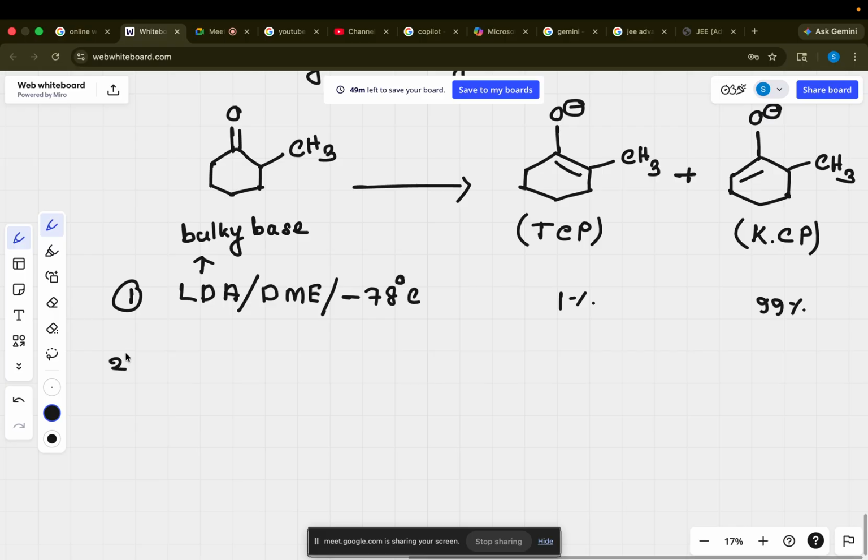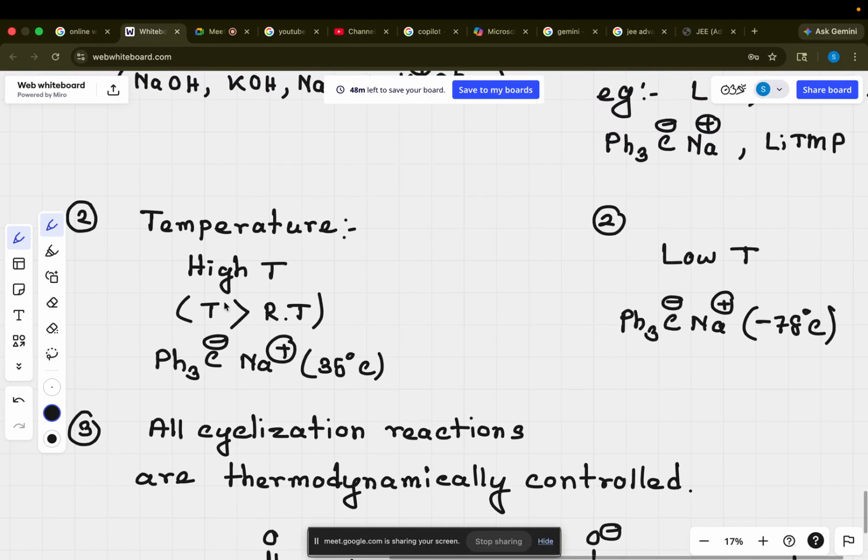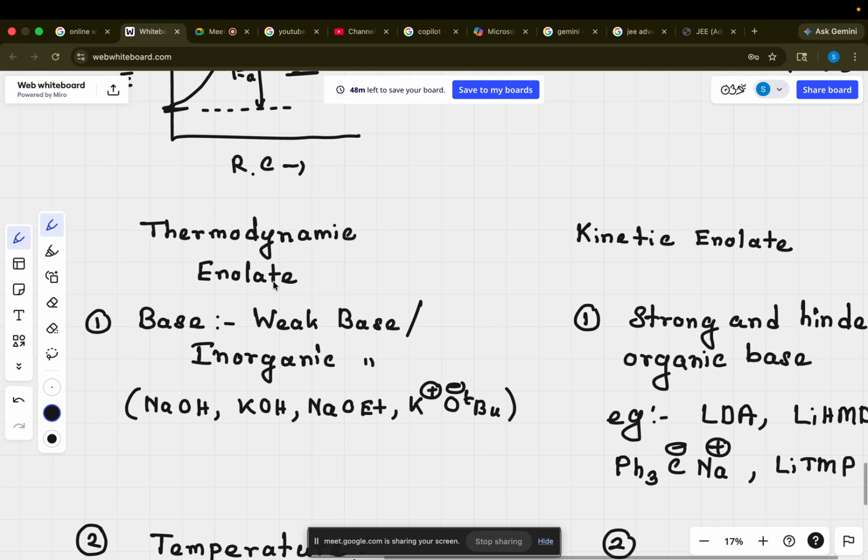Now second, suppose I am using this reagent, Ph3C minus sodium plus. Again you are using this solvent, dimethyl ether, DME. Sometimes they can ask what is the role of DME. DME is just a solvent to dissolve the reactant and this substrate. And if you mention heating here, heating normally means a high temperature. It's a bulky base, but the temperature is high here. So if you have high temperature, you will get thermodynamic enolate as your major product.